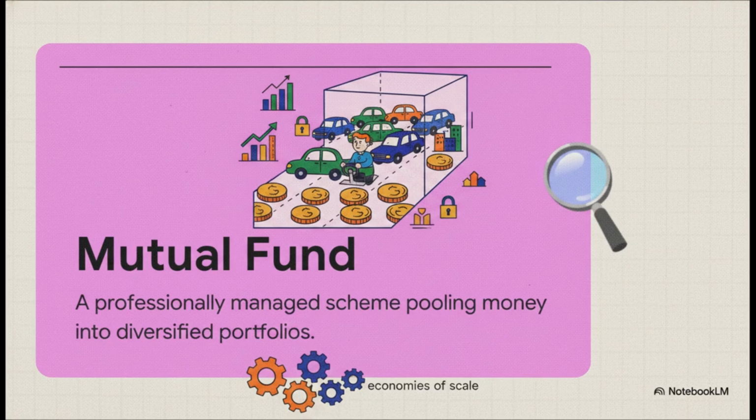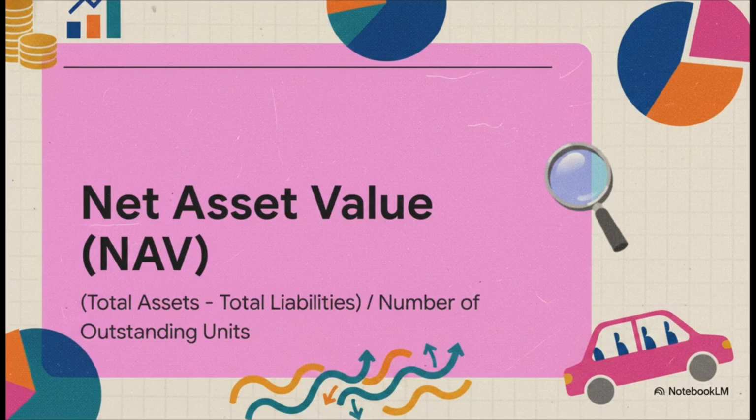It's a fantastic way for everyday investors to get a broadly diversified portfolio that they probably couldn't afford or, frankly, wouldn't want to manage on their own. Now, if you want to buy a seat in that carpool, how do we price it? Well, we use something called net asset value, or NAV, which you can see right here in Figure 2.